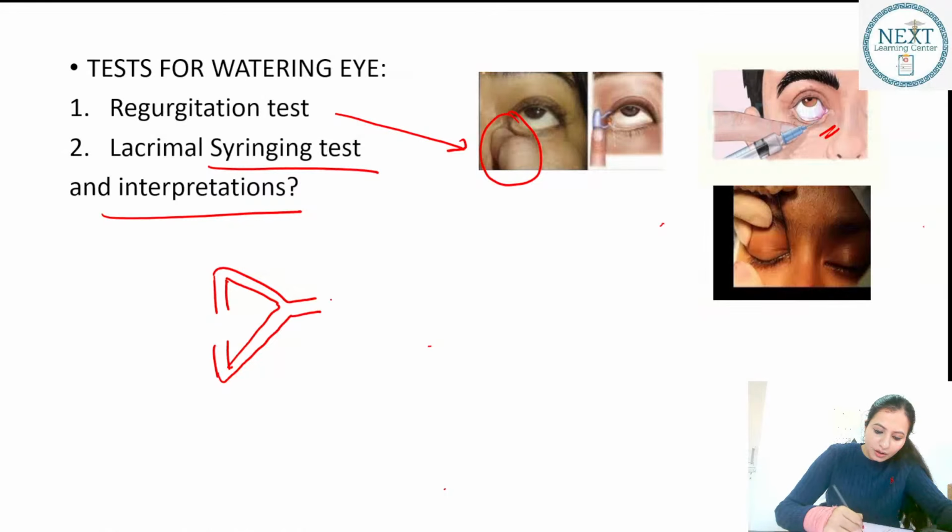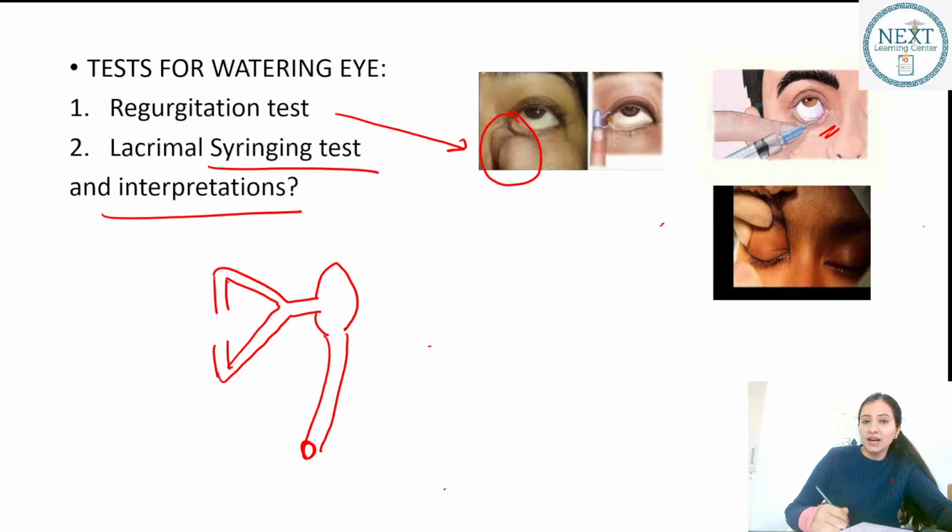Then this is your common canaliculus. This opens into the lacrimal sac. Then you have nasolacrimal duct that opens via the valve of Forstner into the inferior meatus of the nose. So this is your normal lacrimal drainage system.